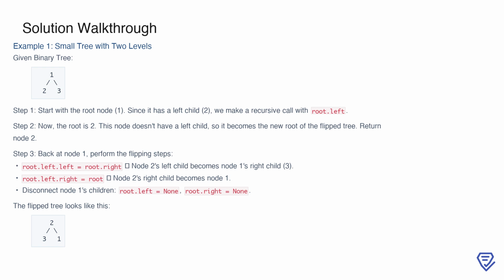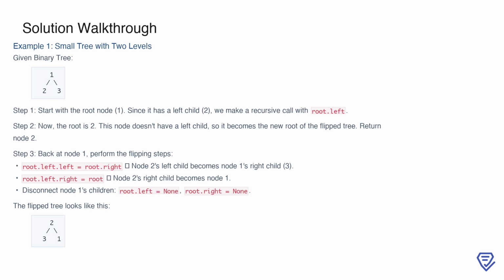First, we set root.left to root.right, which means node 2's left child is set to node 1's right child, node 3. Next, we set root.left.right to root, so node 2's right child becomes node 1. Finally, we disconnect node 1's children by setting root.left and root.right to none.